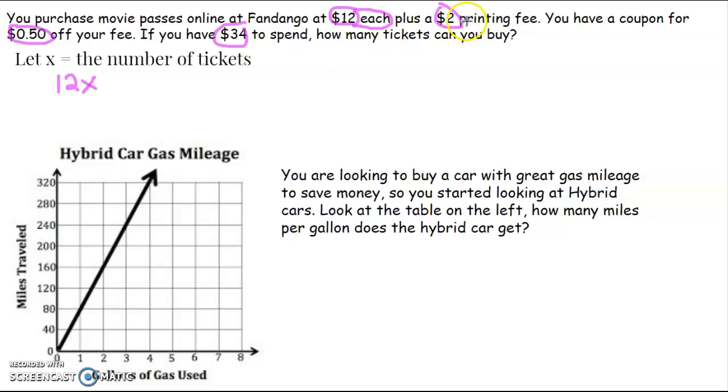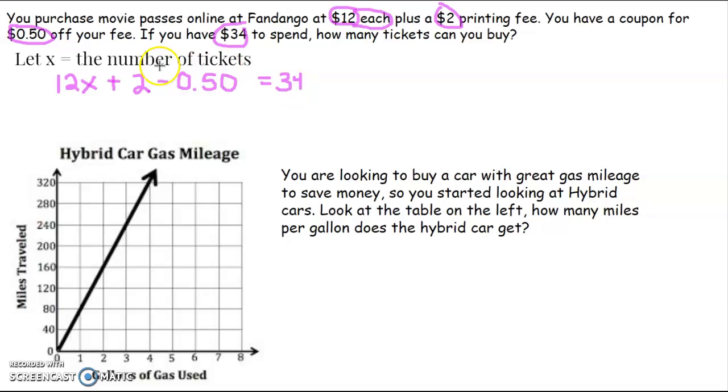I also have to pay a $2 printing fee. So I'm going to tack on or add that $2 printing fee. But I'm very lucky today because I have a 50-cent off coupon. So from that $2, I am then going to subtract that 50 cents for that coupon. And that should equal the total amount that I'm spending, which is $34.